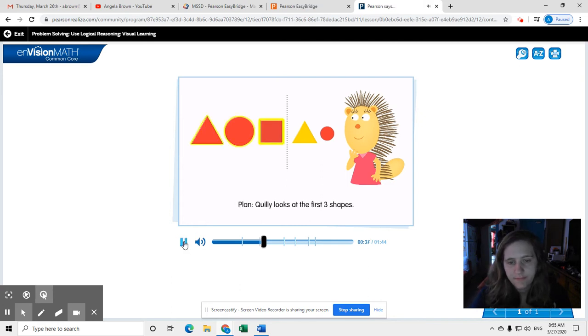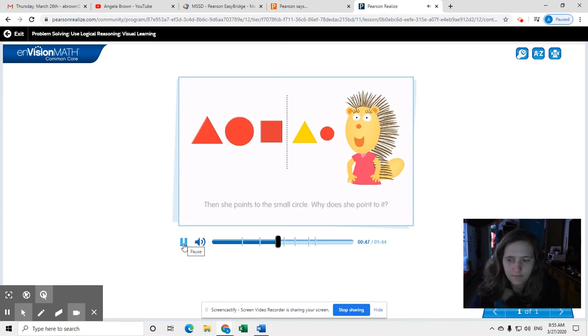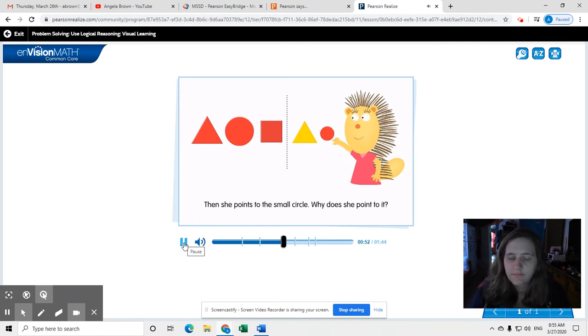Plan. Quilly looks at the first 3 shapes. She sees that all these shapes are red. Then she points to the small circle. Why does she point to it?